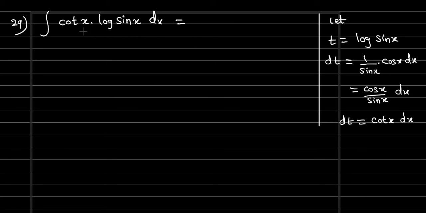So now these things we are going to substitute in this. So integral, log sin x is what? t. And cot x and dx, the product of cot x and dx together, is dt.